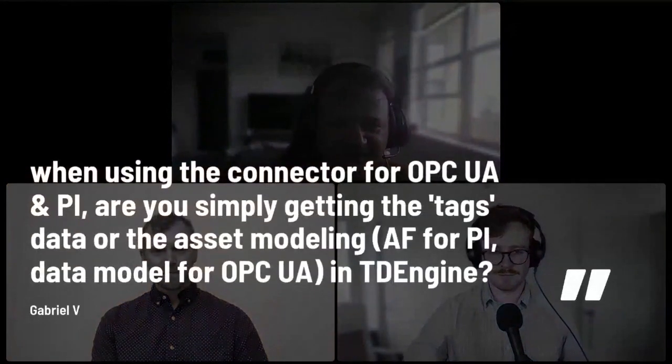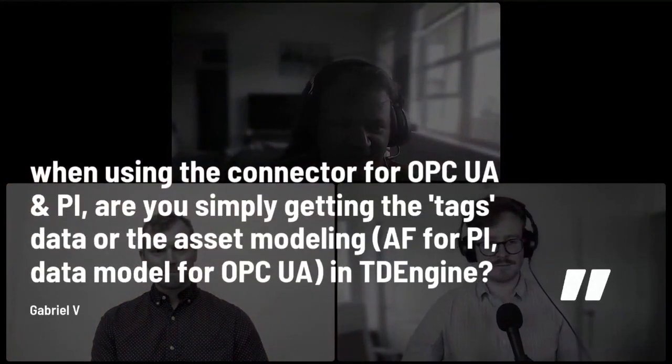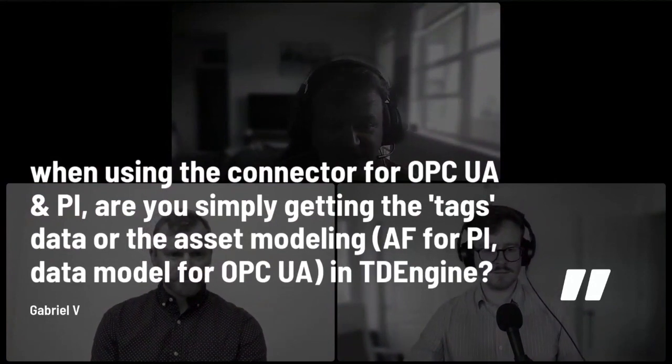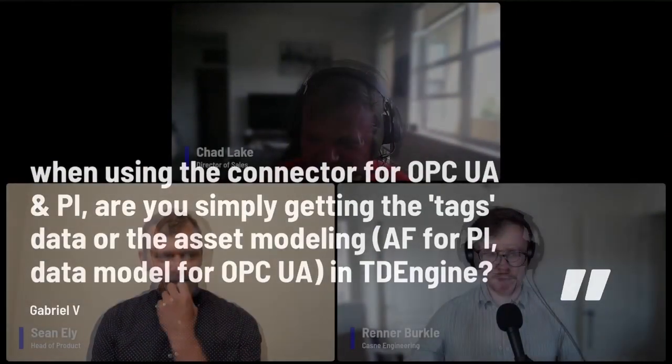When using the connector for OPC UA and Pi, are you simply getting the tags data, or the asset modeling, AF for Pi, data model for OPC UA, in TDengine? The way I'm interpreting this one is, for example with the Pi connector, are you reading tag data, or can you also read element data, say an entire AF element with all the different attributes in there? So where does the connector source data from?